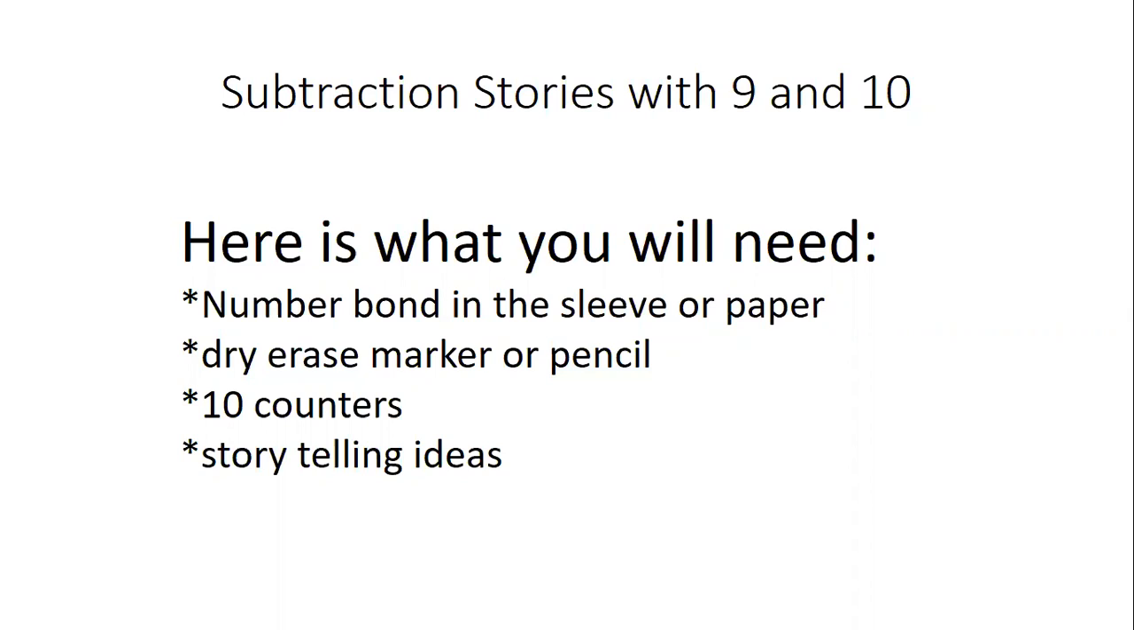Today, we're going to practice doing more subtraction stories with the numbers 9 and 10. Here is a list of the things that you're going to need. You're going to need your number bond from the sleeve in your toolkit, or you could just have a piece of paper. You're going to need a dry erase marker, but if you're using paper, you're going to want to use a pencil. You're going to need your 10 counters. If you don't have the 10 counters, you could get goldfish, pretzel sticks, or erasers, something that's 10, and you're going to need some storytelling ideas. So think of those things, gather up what you need, pause me, and then come on back.